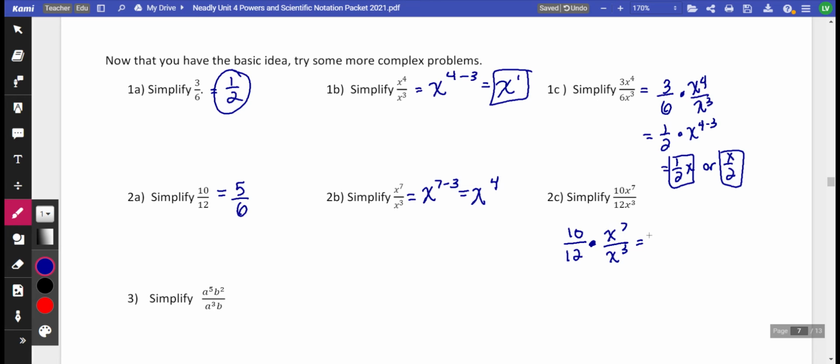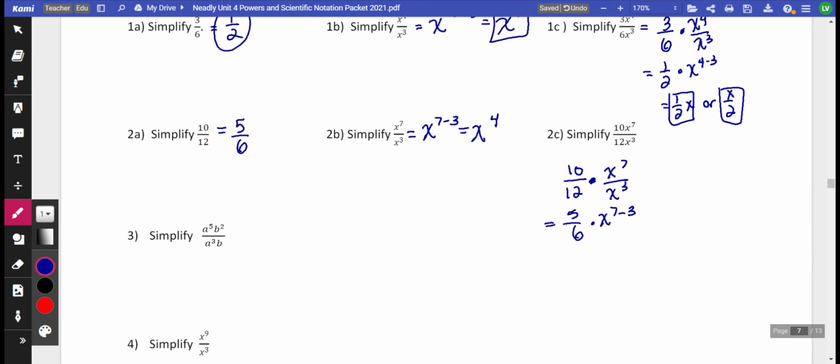So 10/12 reduces down to 5/6 times x to the 7th minus 3. That becomes 5/6 x to the 4th. Again, I personally keep x to the 4th off to the right.